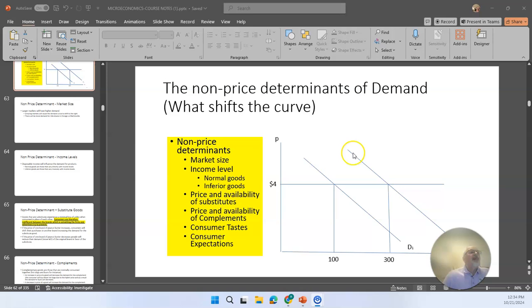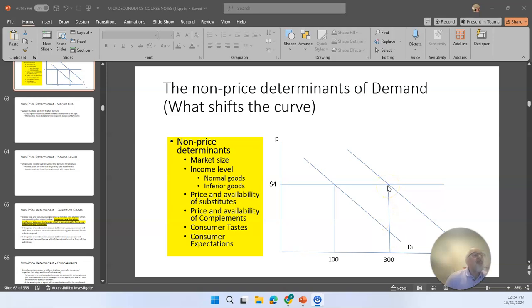So what do we mean if we're saying that there's an increase in quantity demanded? Well, that's a movement along an individual demand curve. So let's take a look at a very simple point here. At this prevailing price point of $4 on demand curve 2, 300 units are being sold.